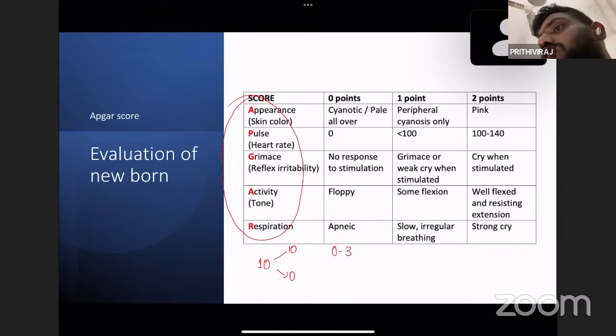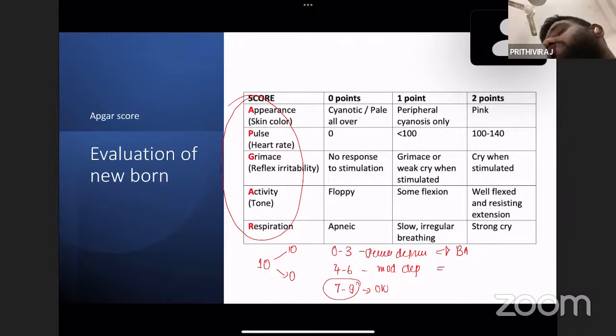So 0 to 3, 4 to 6, 7 to 9. A score of 7 to 9 means this child is okay. 4 to 6 is moderate depression, and 0 to 3 is severe depression. This is birth asphyxia: severe birth asphyxia, moderate birth asphyxia.